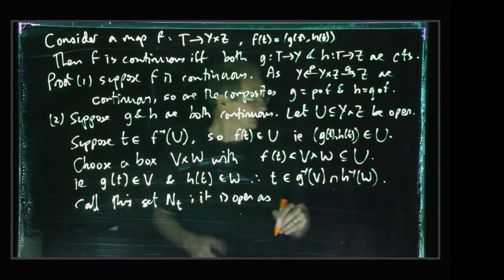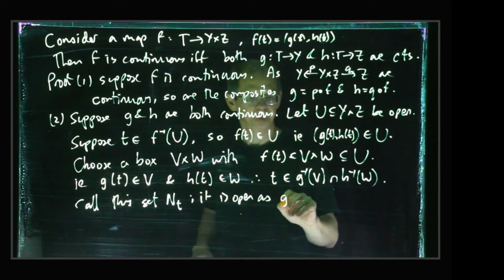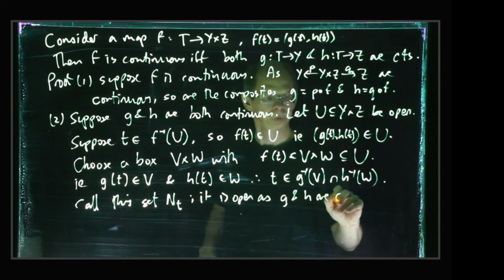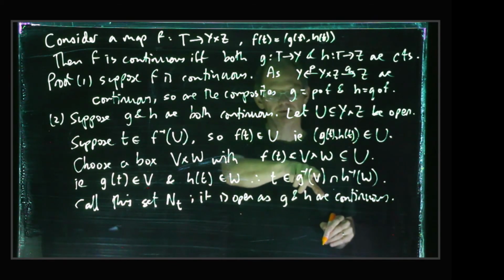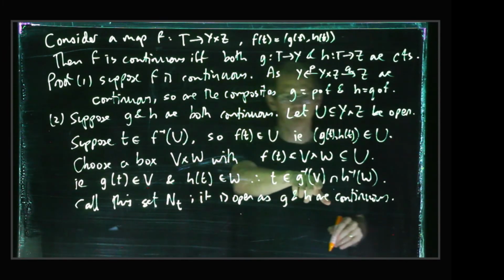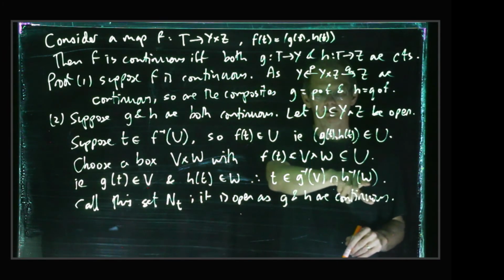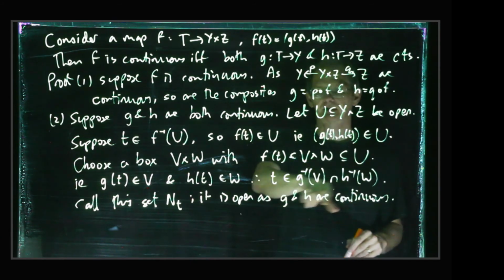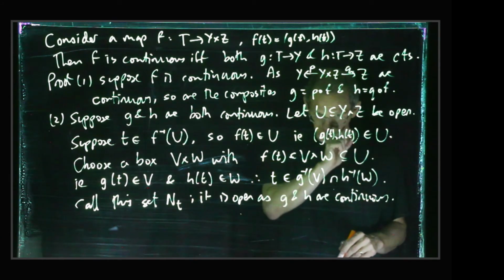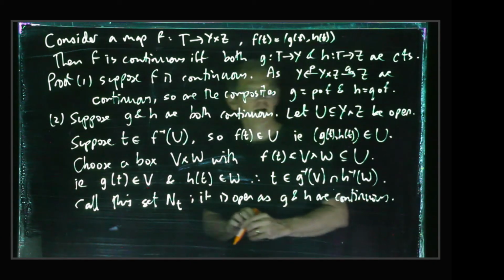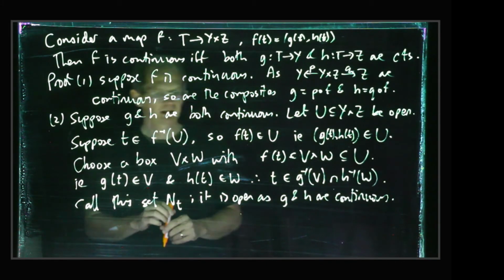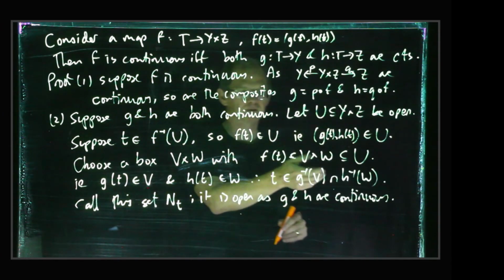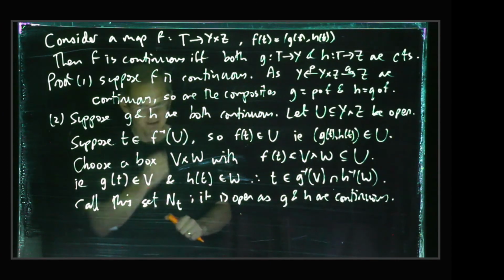It's open because G and H are continuous. G is continuous and V is open in Y, so G inverse V is open in T. And W is open in Z, and H is continuous, so H inverse W is open in T. And so this is the intersection of two open sets of T, and so it's open. And that's what we're going to call N_t.